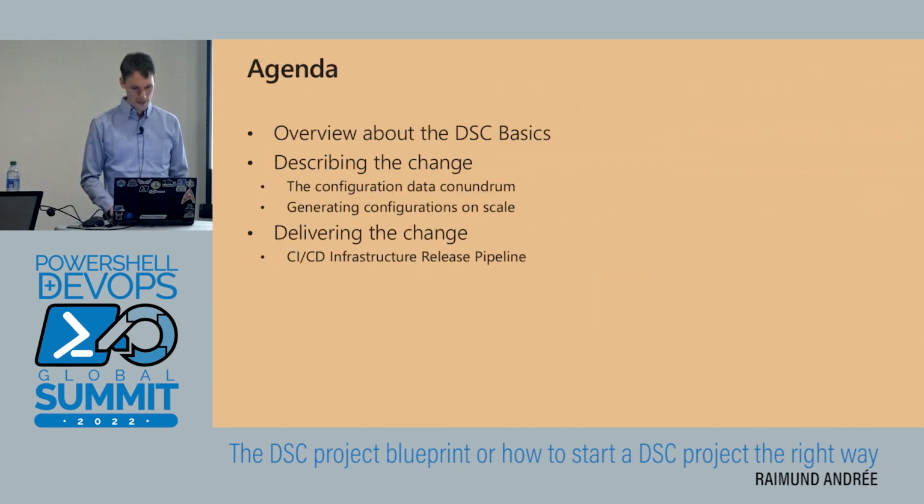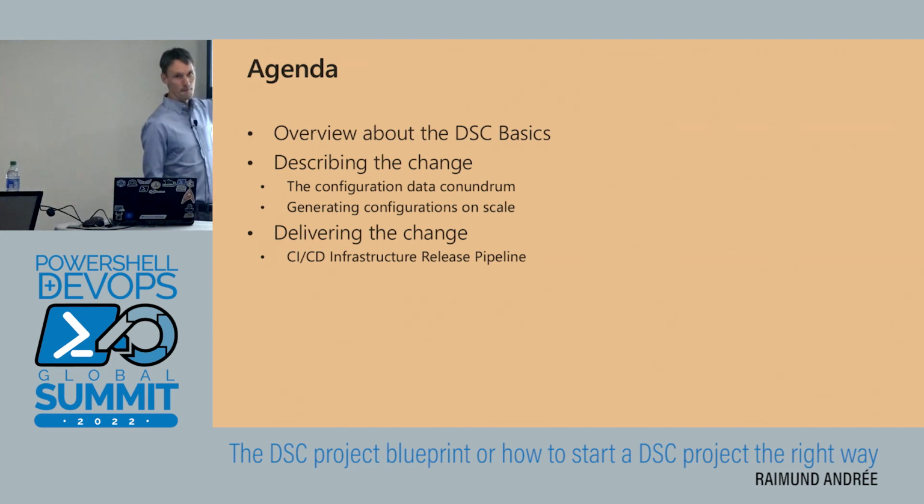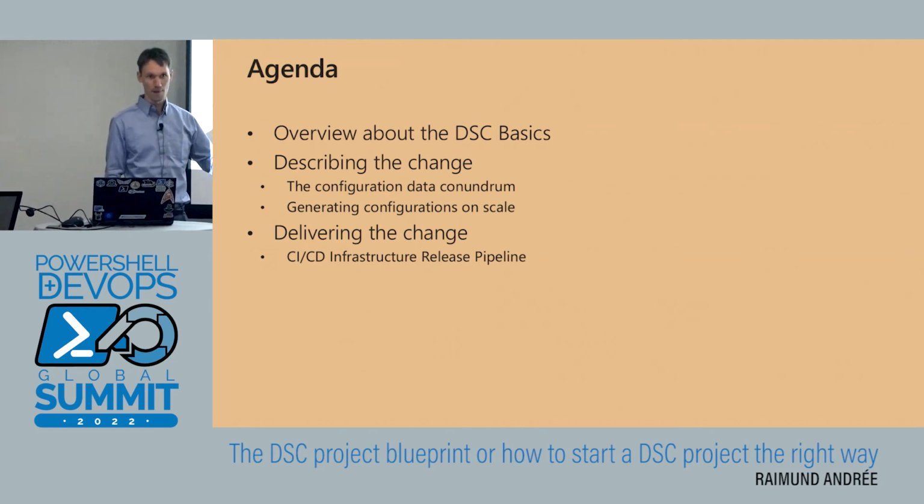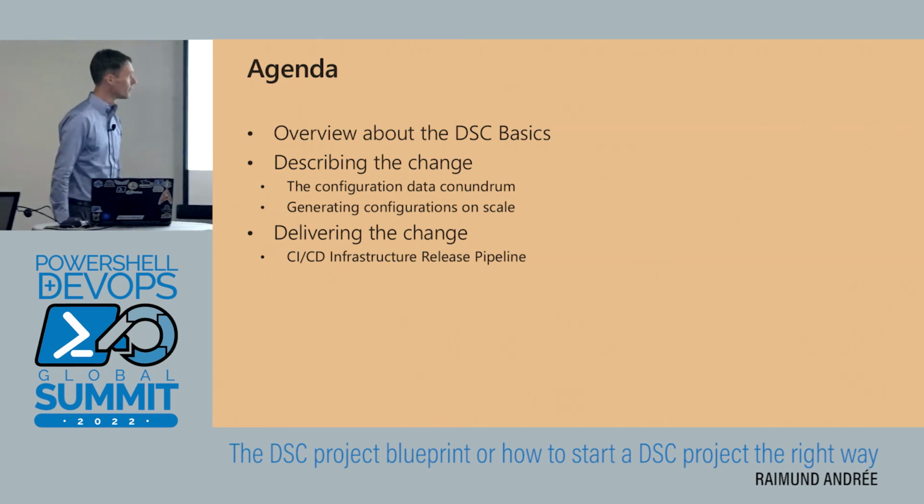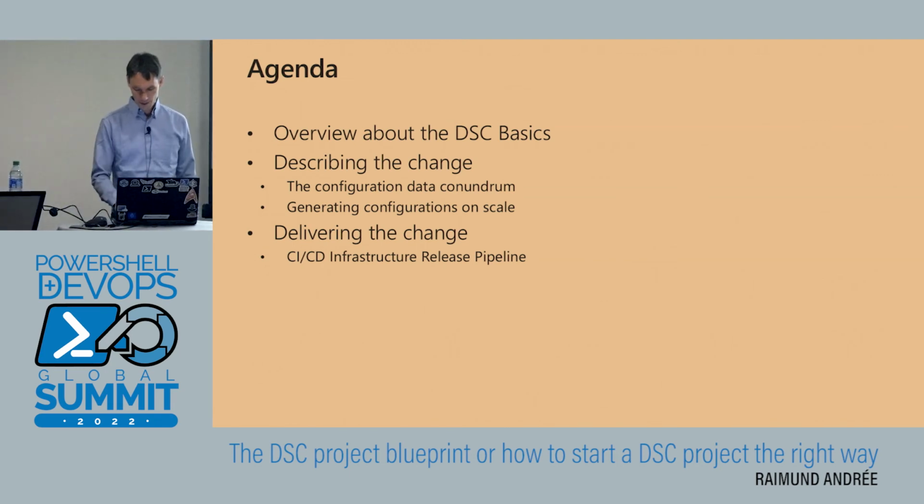Good. That's the agenda. First of all, we are covering a little bit of the DSC basics, just to get into the terminology and how it works in the background. And then we are talking about configuration data, because that's the key. If you don't have a concept how you are creating your configuration data, then you're not getting much further. And so this is describing the change. And then the question is, how are we delivering the change? So how does whatever we want to happen on the machine actually get there? It's being picked up by the machine and then also used to get into the desired state. That's the agenda.